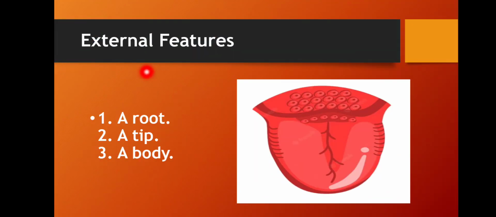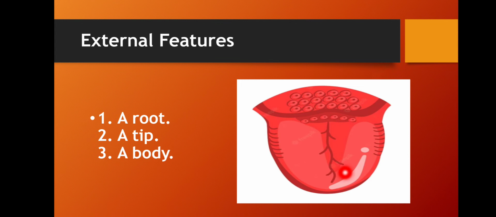Next, what are the external features of the tongue? Those are the root, this is the root here, and the second one is the tip. This is the tip, and next, the body. The portion between the root and the tip is the body. So this is the entire surface of the body of the tongue. The important point to remember here is that whatever blood vessels and nerves of the tongue, they will enter from the root. So the root is the main portion from where the nerves and blood vessels will enter.